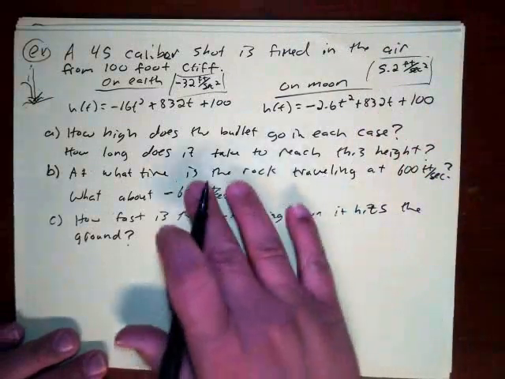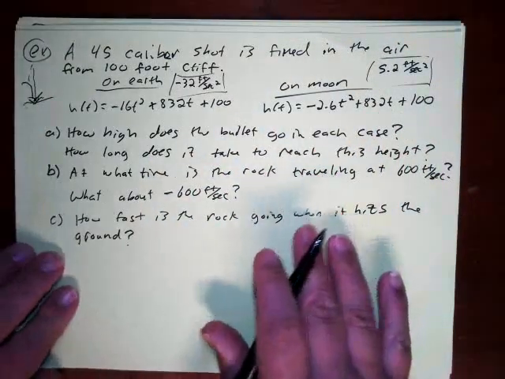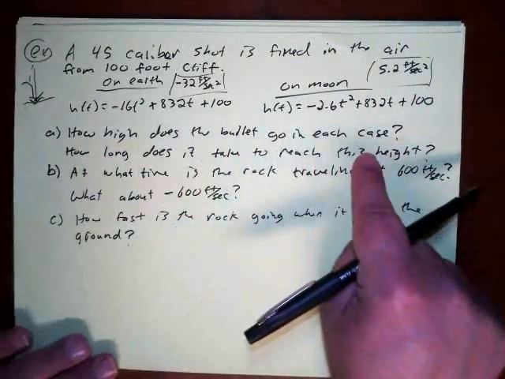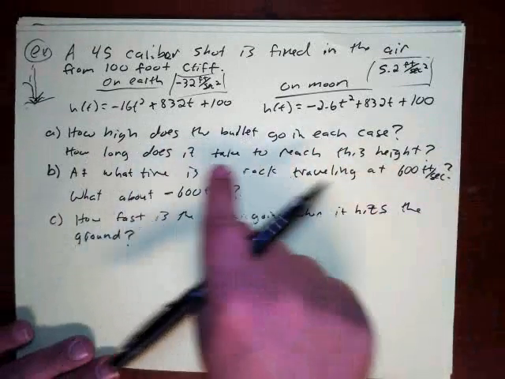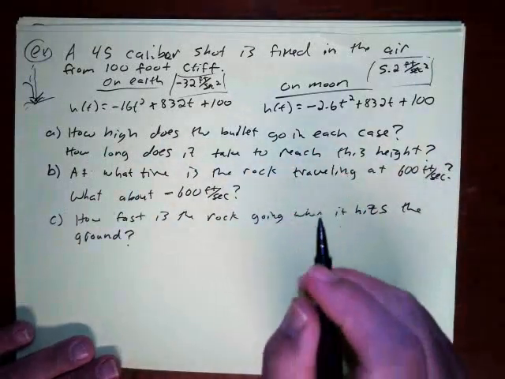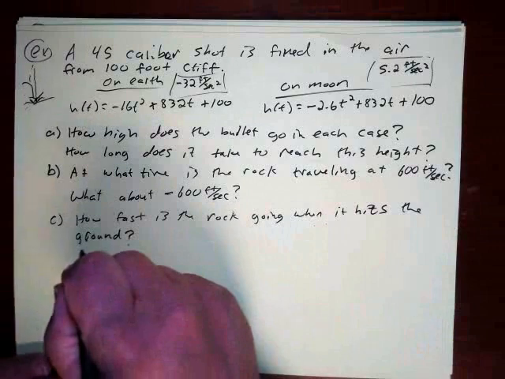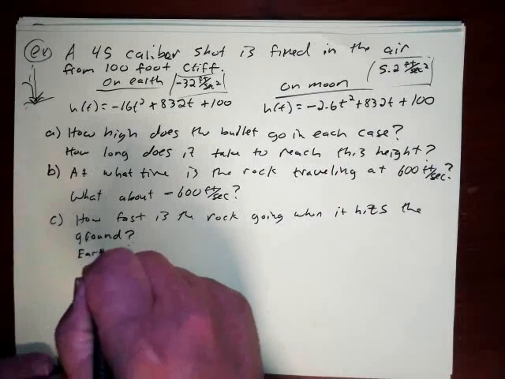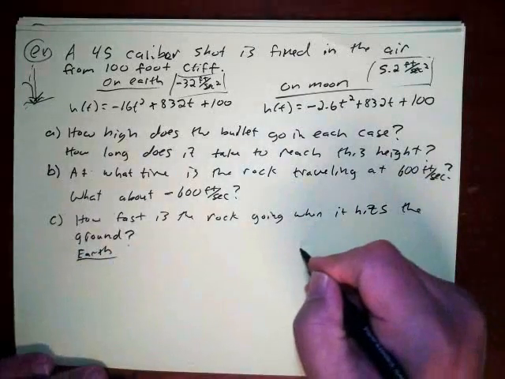We can see how long it takes the bullet to go up and down, right? So first of all, how high does the bullet go in each case, and how long does it take to reach that height? So let's do, I'm going to write Earth here, right? And moon over here.